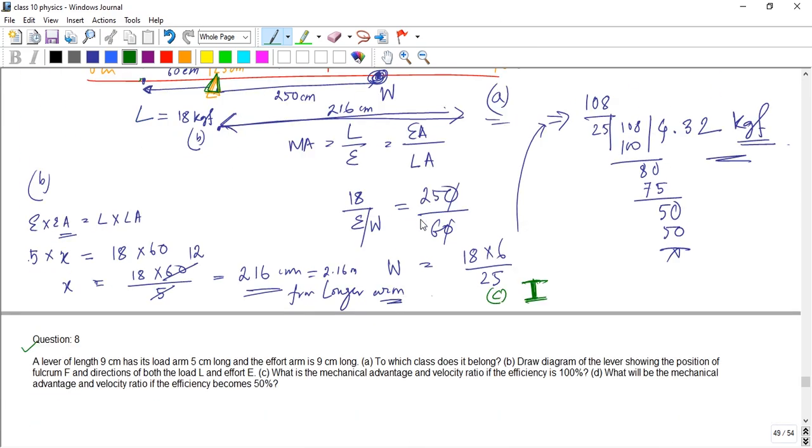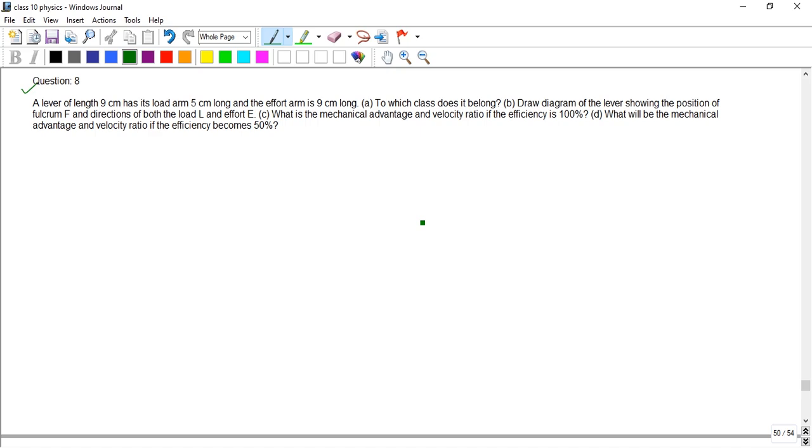Now, a lever of length 9 centimeter has a load arm of 5 centimeter. So the lever is 9 centimeter long, and which class does it belong to? First we try to draw the diagram. The lever length is 9 centimeter, and the load arm is 5 centimeter. Suppose here is the load arm, that is the 5 centimeter.